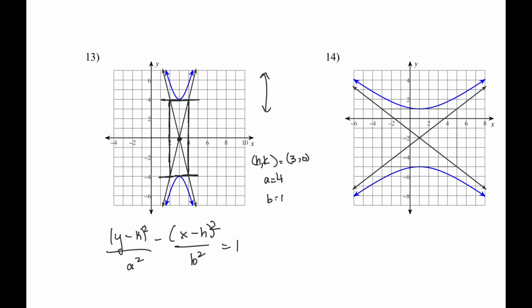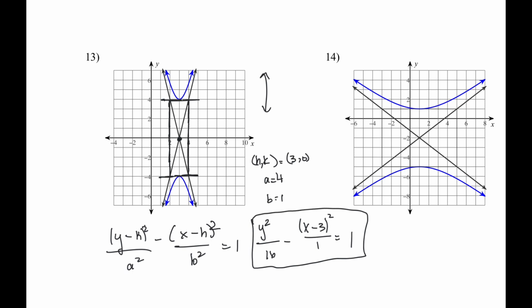If you look at number 14, you're going to notice that b is going to be a lot wider than it would be in this one. So we can go ahead and rewrite this equation as y squared, or y minus 0 squared is totally fine, over 16, minus x minus 3 squared over 1. And again, if I have a 1 on the bottom, I don't have to write the 1. Or if I have a 0 that's being subtracted, I don't have to write that 0. And this would be your equation. Okay?